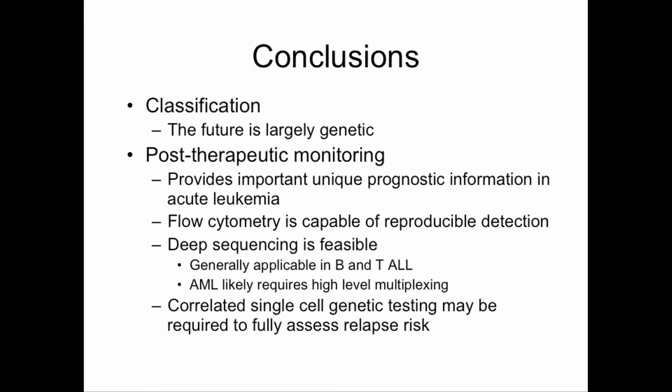We and others have shown that it's generally applicable in B and T lineage ALL. It also appears to be applicable to at least subsets of patients with AML, but probably will require high-level multiplexing to really be made effective for that particular disease. And that in the future, correlated single-cell genetic assignment may be necessary to really assess the possibility of disease relapse.